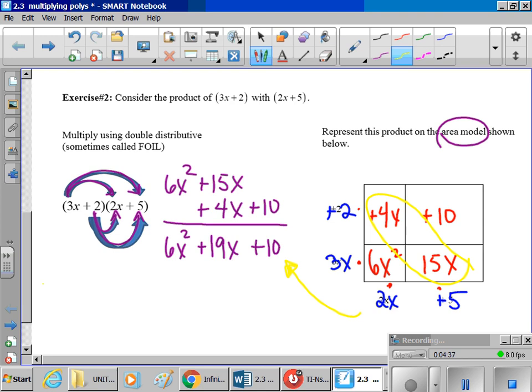Now, I mentioned FOIL before, and you can't see that, so let's change color. FOIL is an acronym for first, outside, inside, last. So that's what we have here. The first terms plus the outside terms, plus the inside terms, plus the last terms. Another way to remember how to do that.